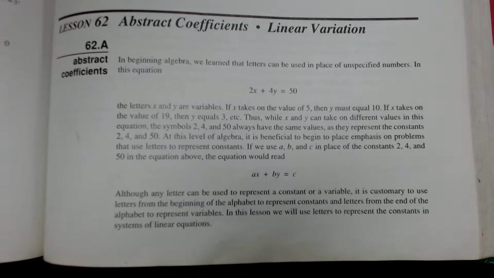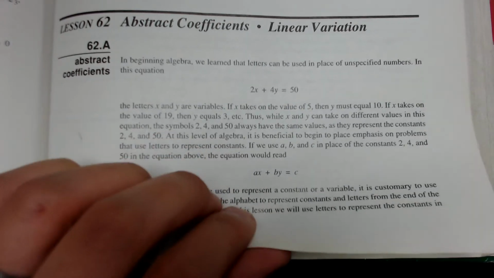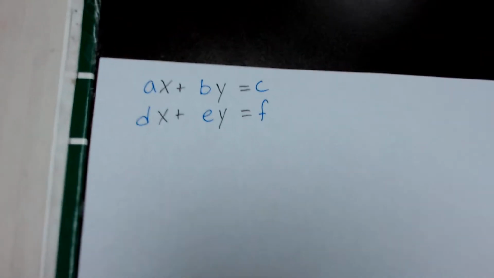Advanced Math Lesson 62, Abstract Coefficients and Linear Variation. Cool thing is we're not actually learning any new math, we're just applying it to some complex looking problems. Abstract coefficients, we'll go to my example, is this.